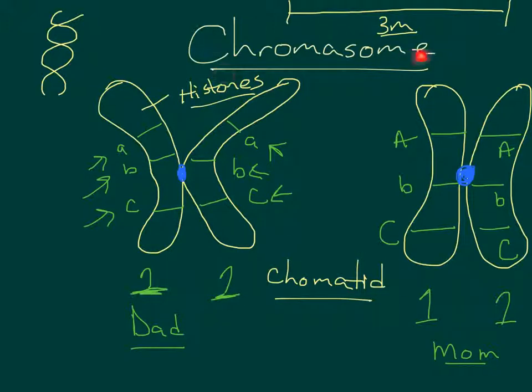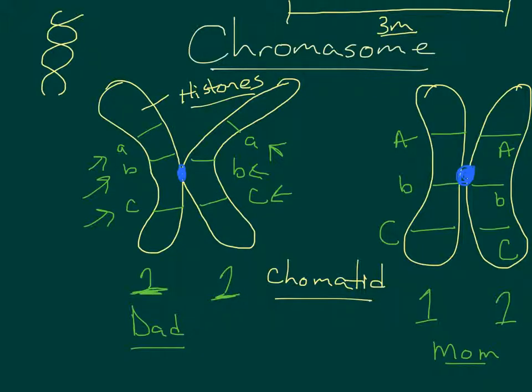A chromosome is a copy of DNA that has genes on it that is passed on from mother to child, or from father to child. And you have two of them. You have one from Dad and one from Mom. And then we see them clearly when they are condensed, and by condensed we mean it's coming together.